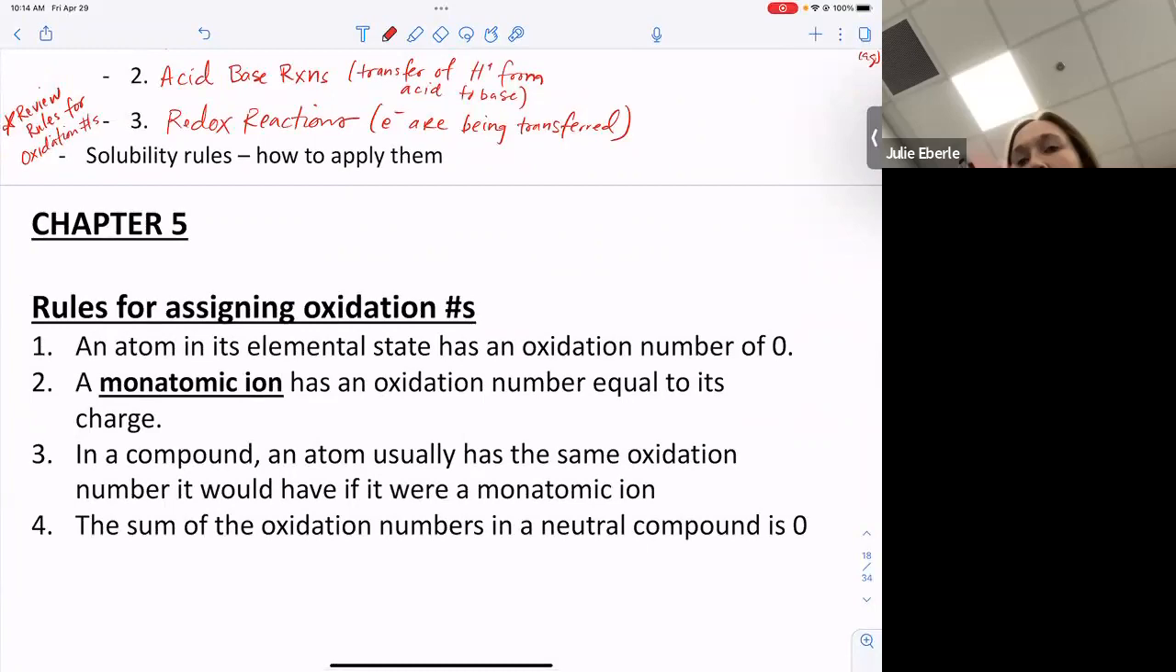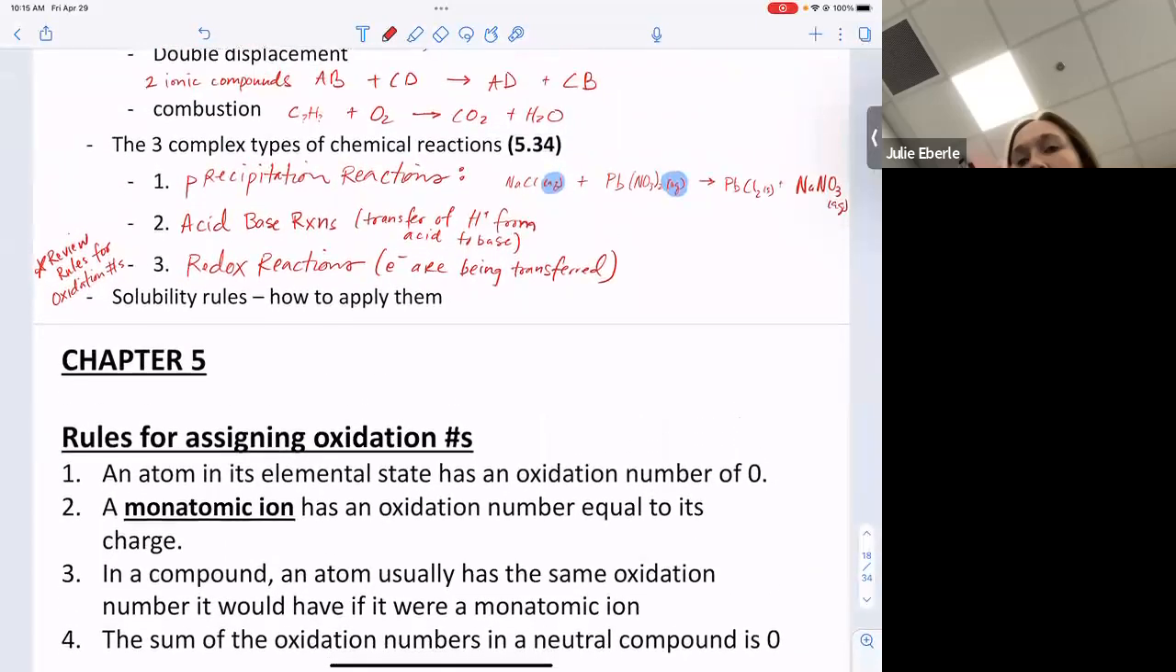So an atom in its elemental state gets an oxidation number of 0. A monatomic ion has an oxidation number equal to its charge. So there are some things that are always going to be predictable, like oxygen should always get an oxidation number of -2. Chlorine should always get an oxidation number of -1, stuff like that. But hydrogen can sometimes be a +1 or a -1. It could do some weird things, okay? So not everything always matches its charge. But oxygen's always predictable. Chlorine's always predictable. In a compound, an atom usually has the same oxidation number it'd have if it were an ion. And then the sum of the oxidation numbers in a neutral compound has to add up to 0. Okay.